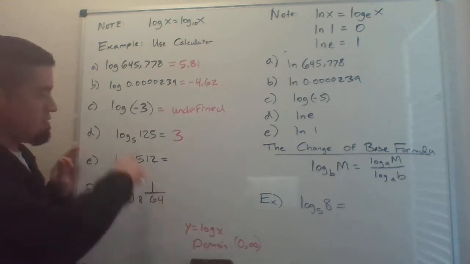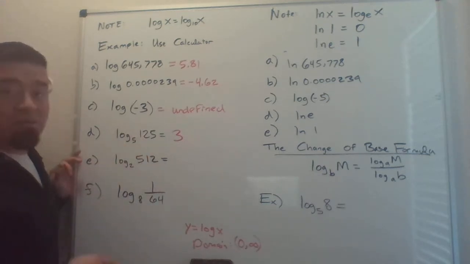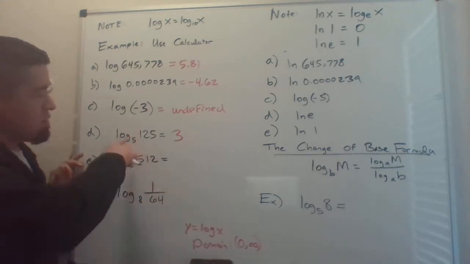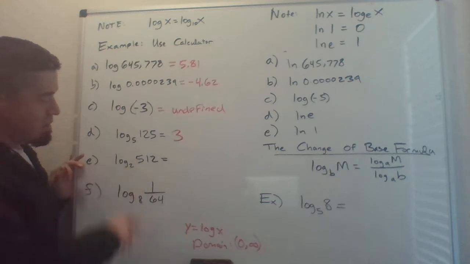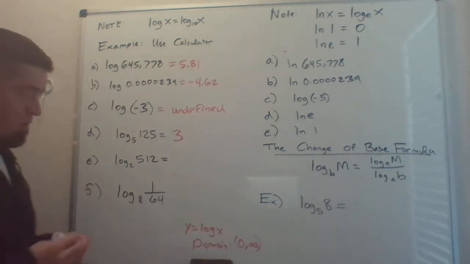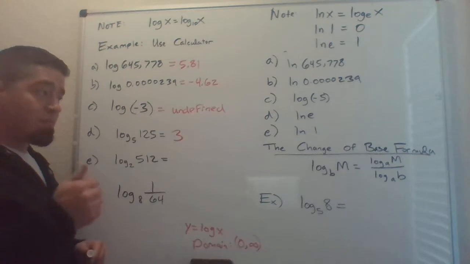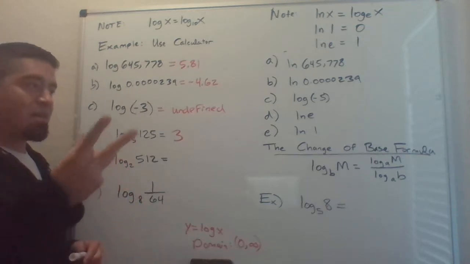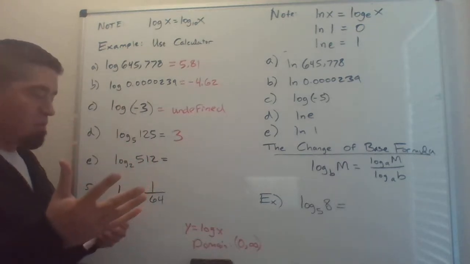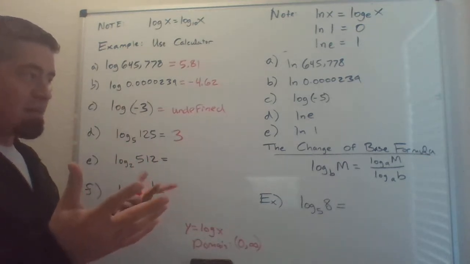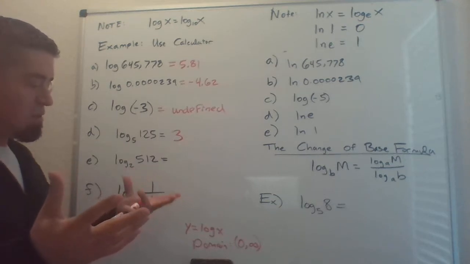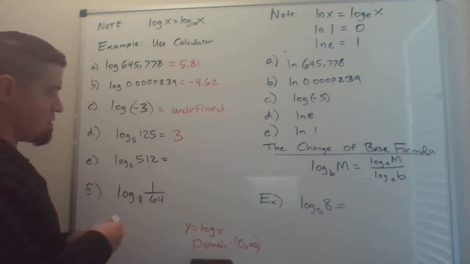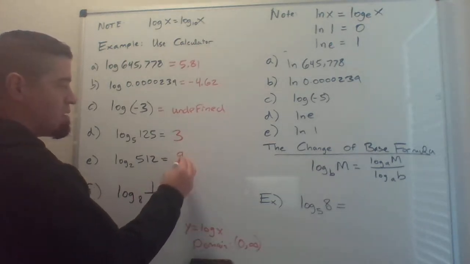Right? And it should be 3 because 5 to what power gives me 125? 5 times 5 is 25. 25 times 5 is 125. So it's 5 to the third power. And here you'll see that if you do log base 2 of 512, I'm going to think about this one. 2 times 2 is 4, times 2 is 8, times 2 is 16, times 2 is 32, times 2 is 64, times 2 is 128, times 2 is 256, times 2 is 512. So that's to the 9th power is what I get.